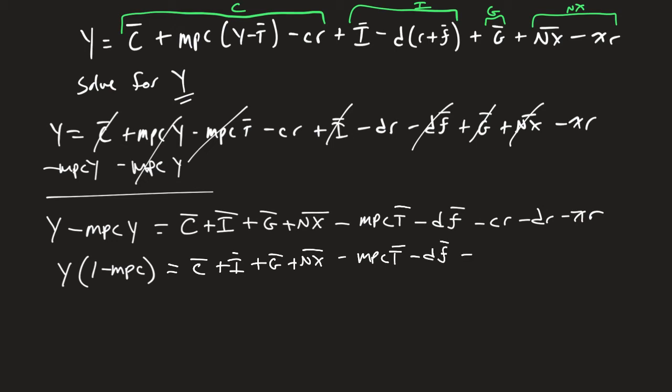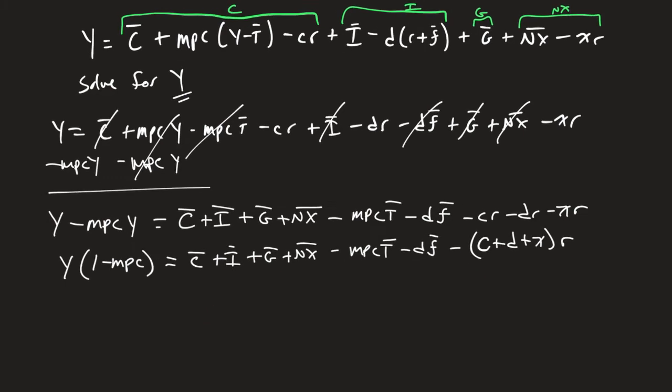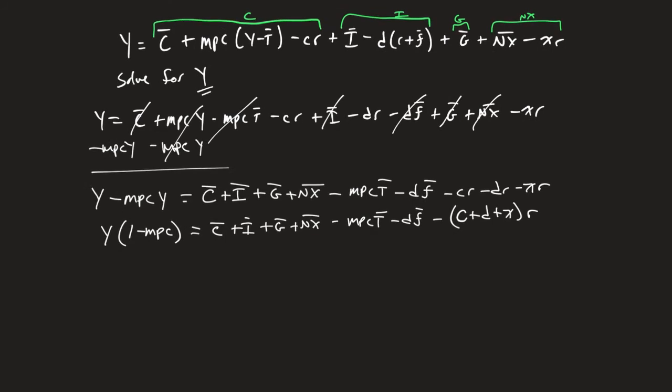But here I'm actually going to take this as minus, and then it's going to be C plus D plus X times R. I'm just factoring out the minus R, and I'm left with a C, D, and an X. This will help us when we get to a few things. I'm going to make this a little bit smaller so we can fit everything on one screen.